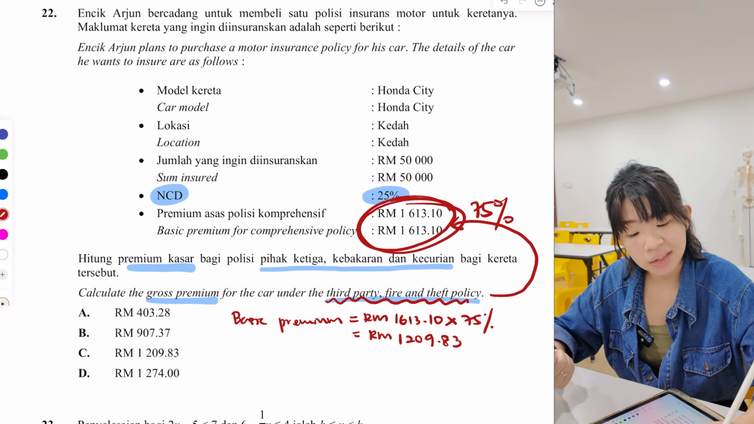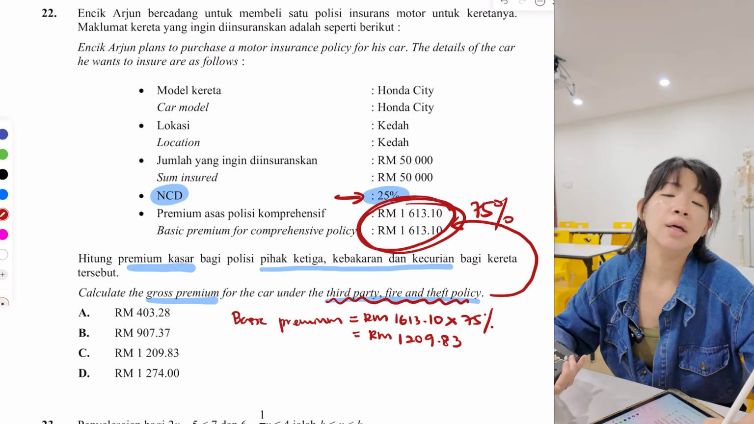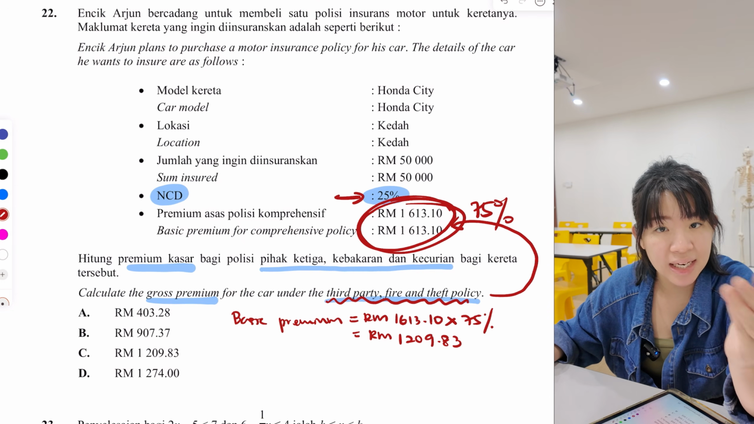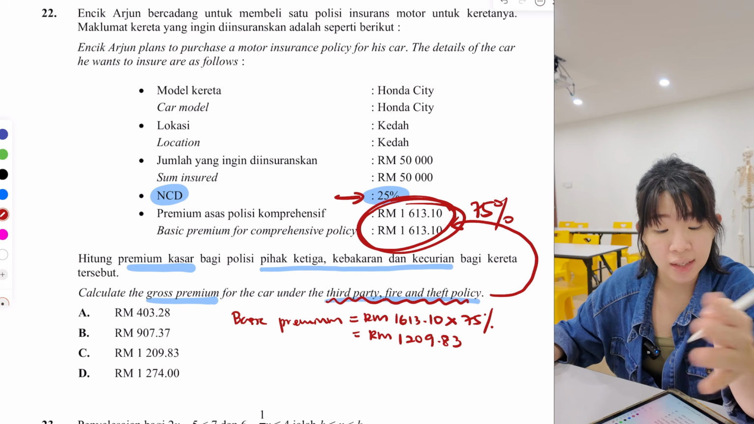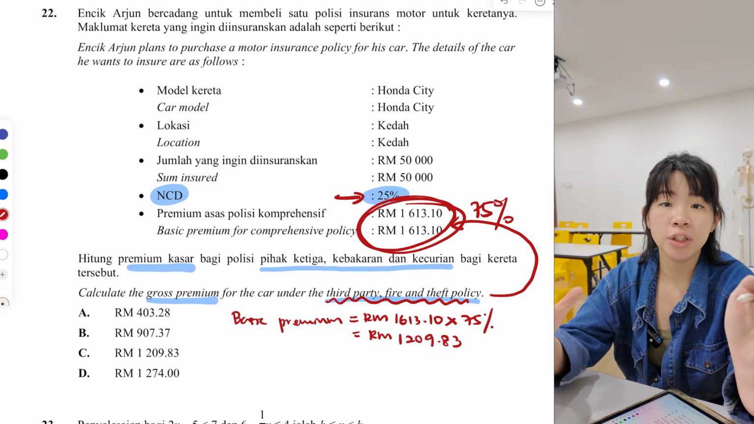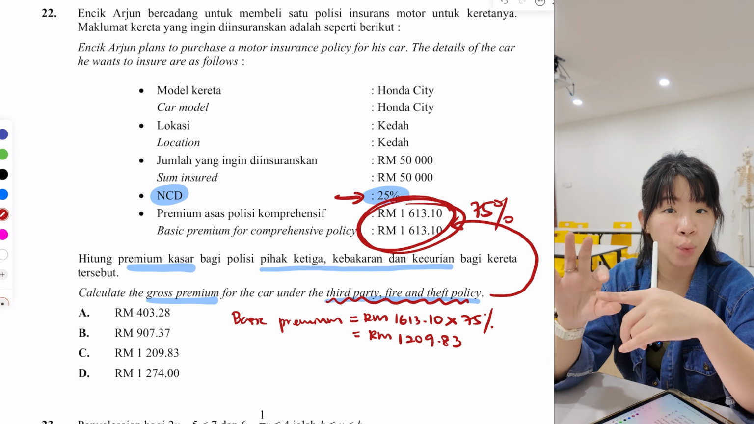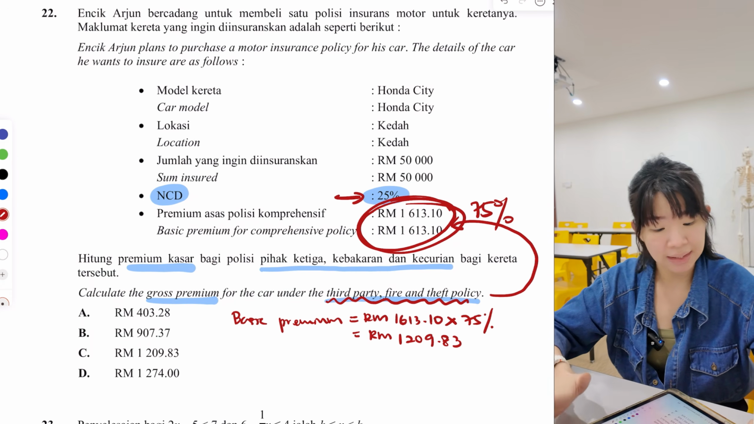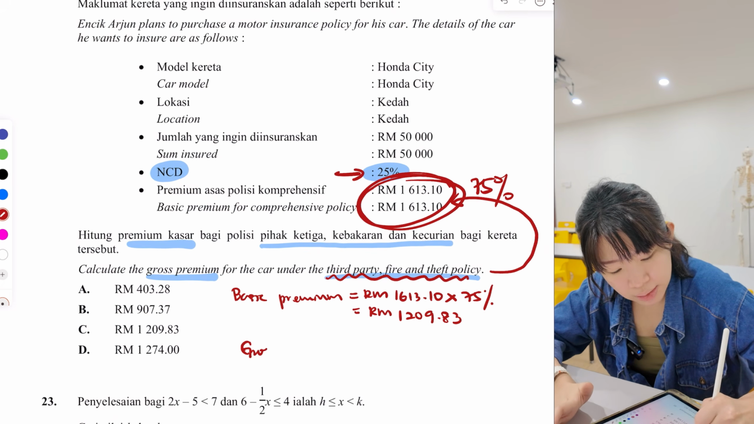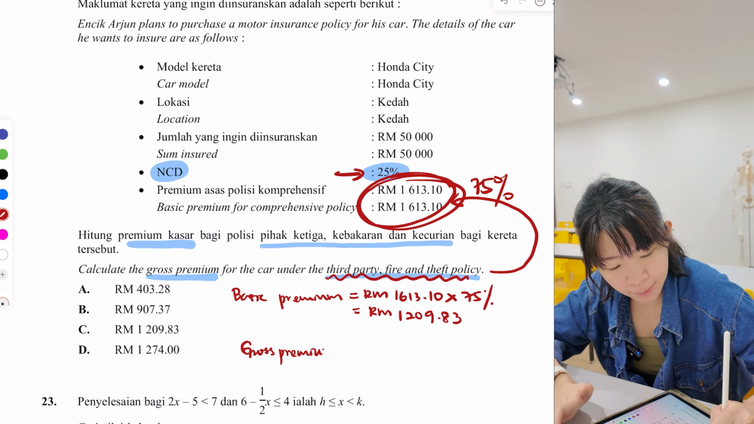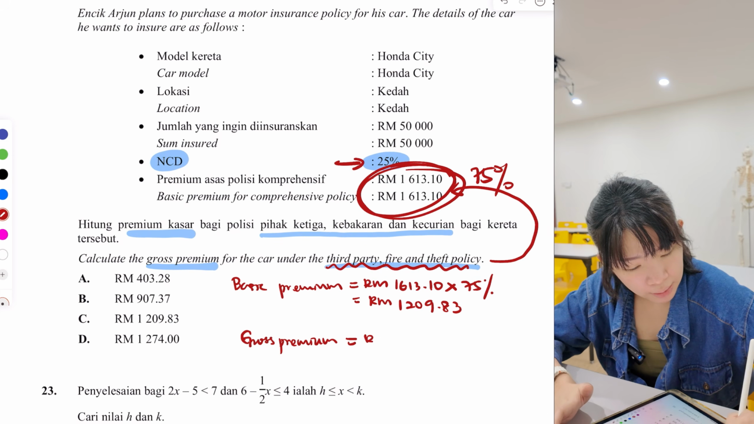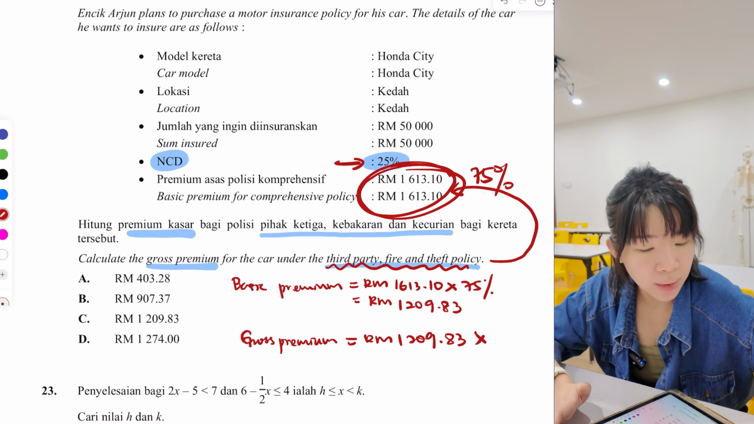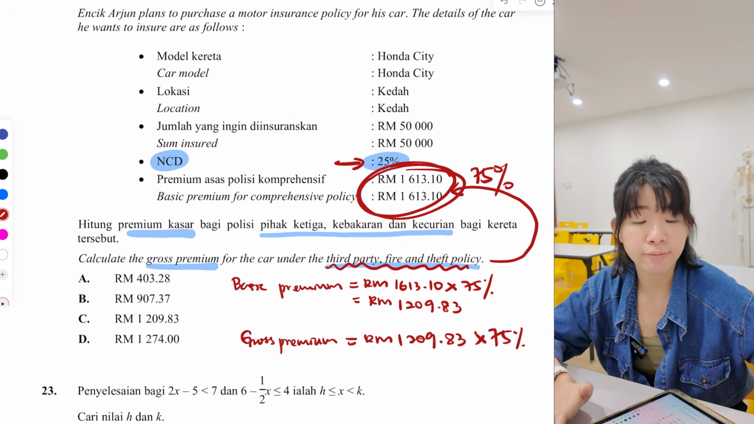But this person is entitled to 25% NCD discount. Now try to think, if he can get 25% discount, how much does he have to pay at the end? Original is 100%. If this person gets 25% discount, he still needs to pay 75%, correct? So to find the gross premium, you can straight away times 1,209 ringgit 83 with 75%.